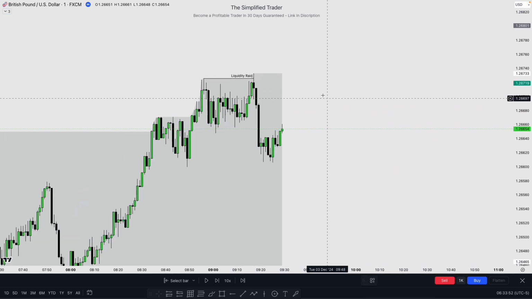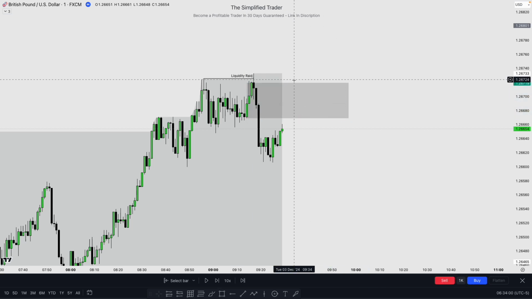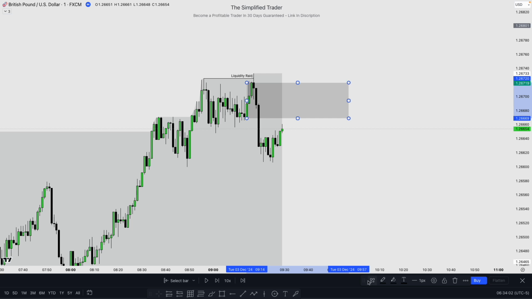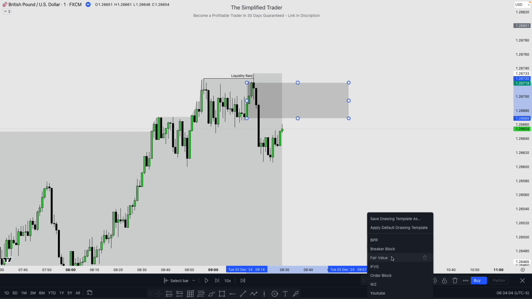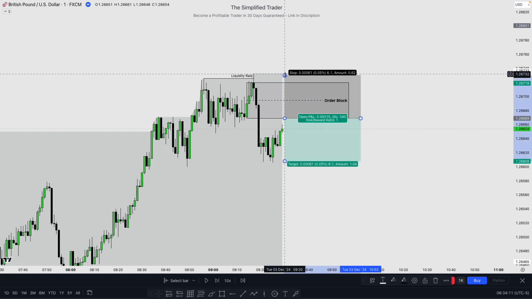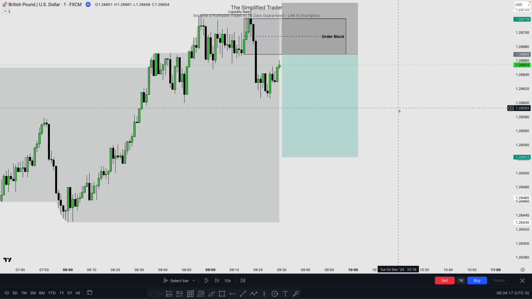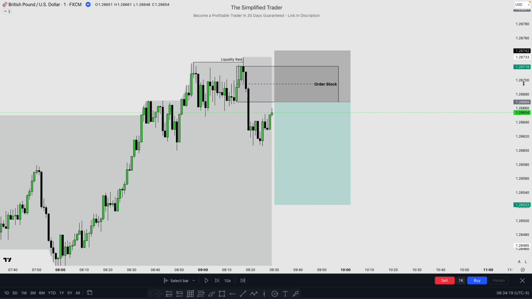We have that liquidity raid, and we have 3 consecutive up-close candles that take out liquidity. What does this become? This becomes my order block. So I can go ahead and mark this out as my order block, and I can take a trade on the retest of this order block. Stop loss goes a couple of pips above, 1 pip above, and we target a 2R. That is how easy this strategy can be.